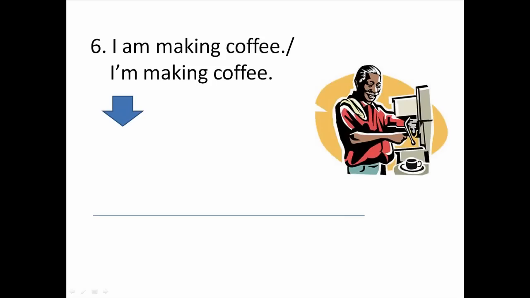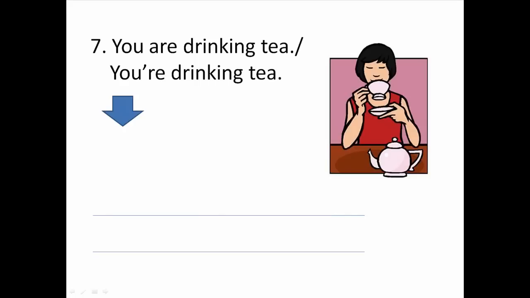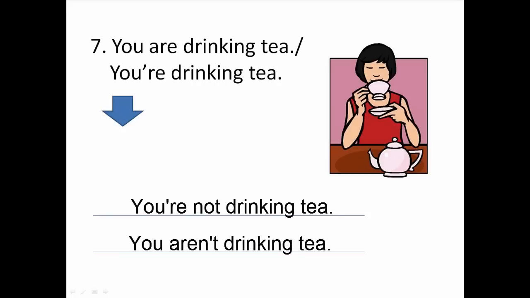6. I am making coffee, or I'm making coffee. In the negative, we only have one contraction. I'm not making coffee. 7. You are drinking tea, or you're drinking tea. You're not drinking tea. You aren't drinking tea.